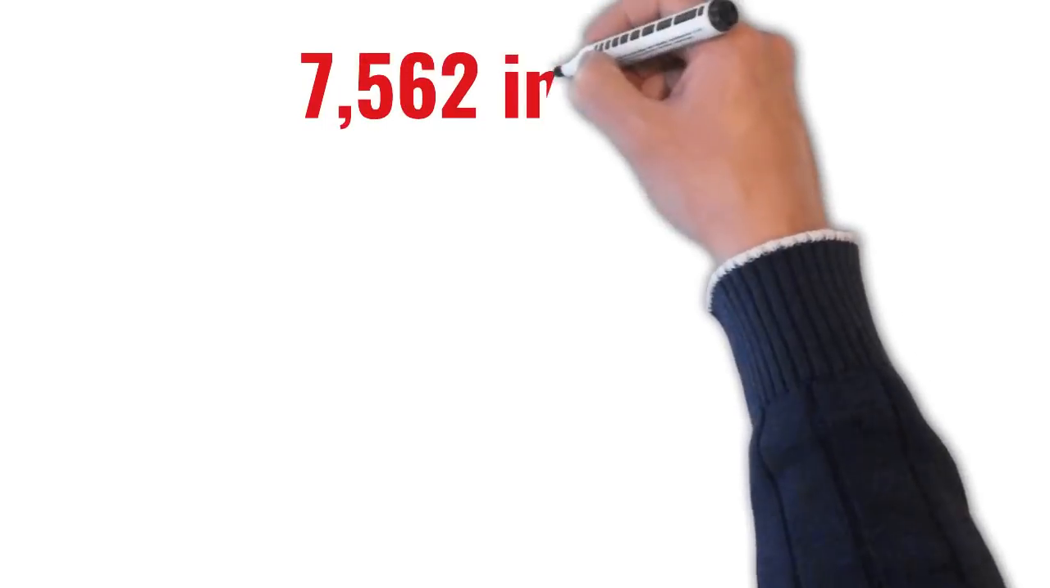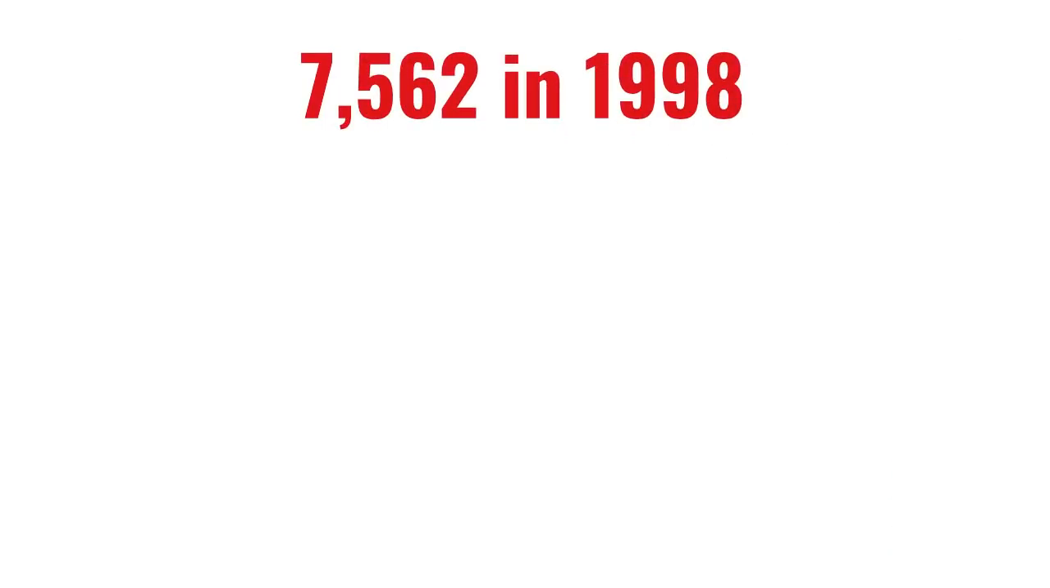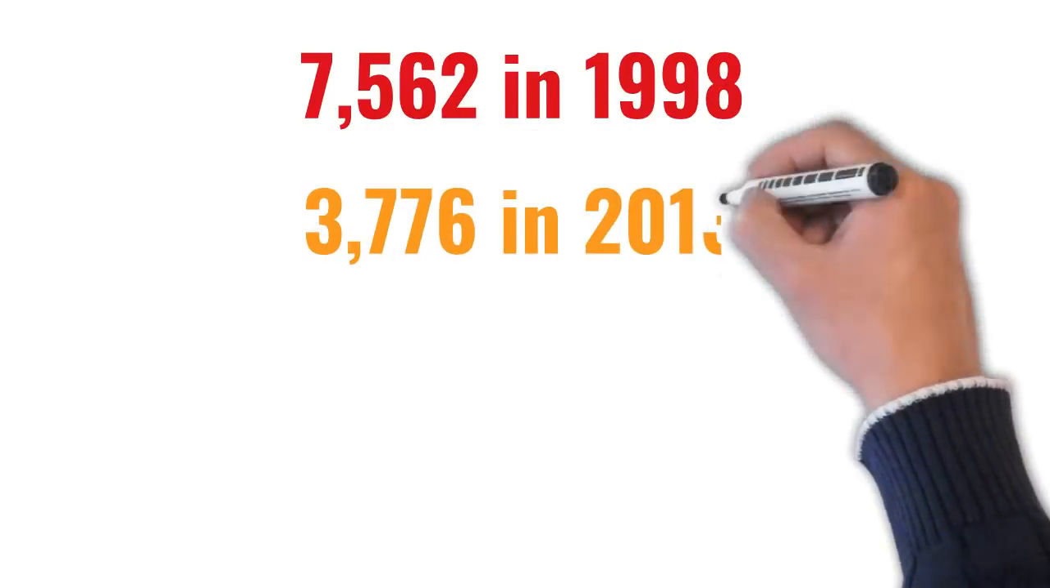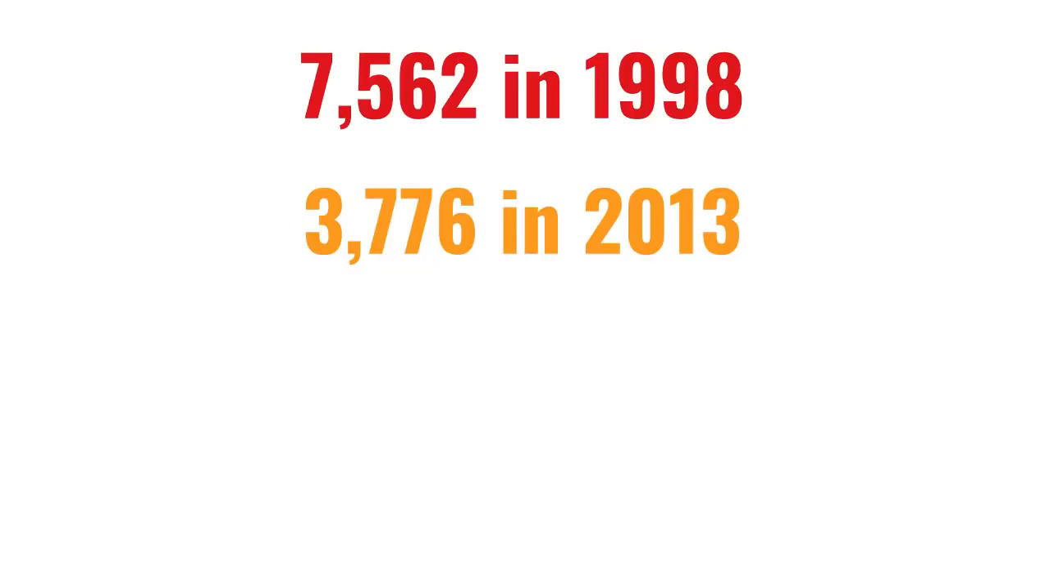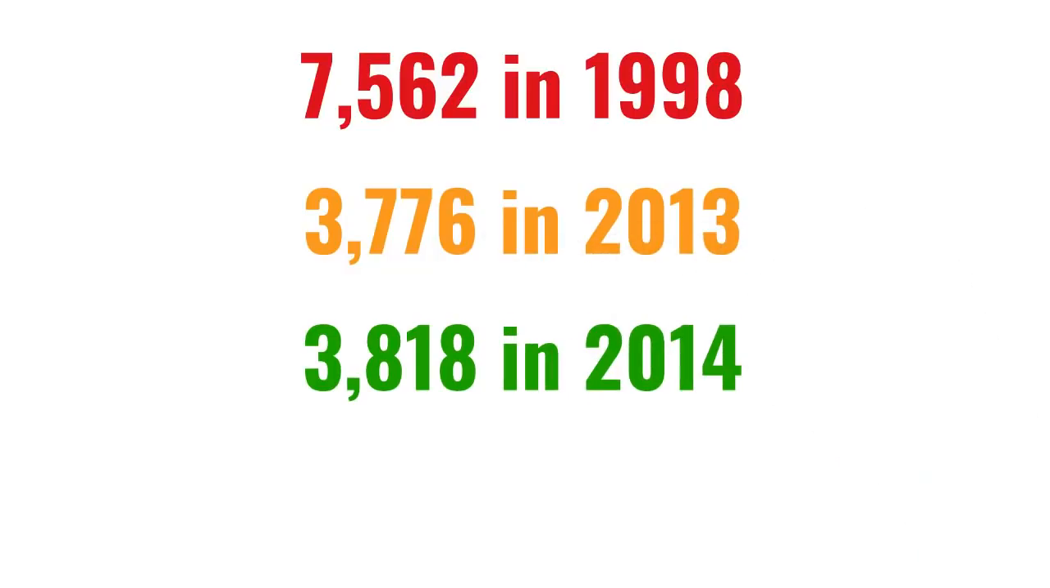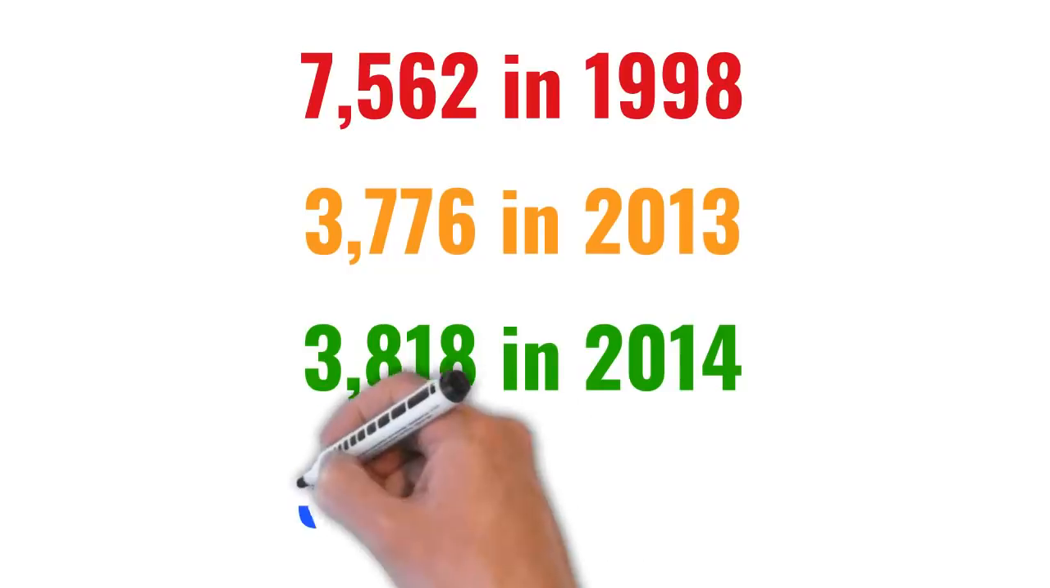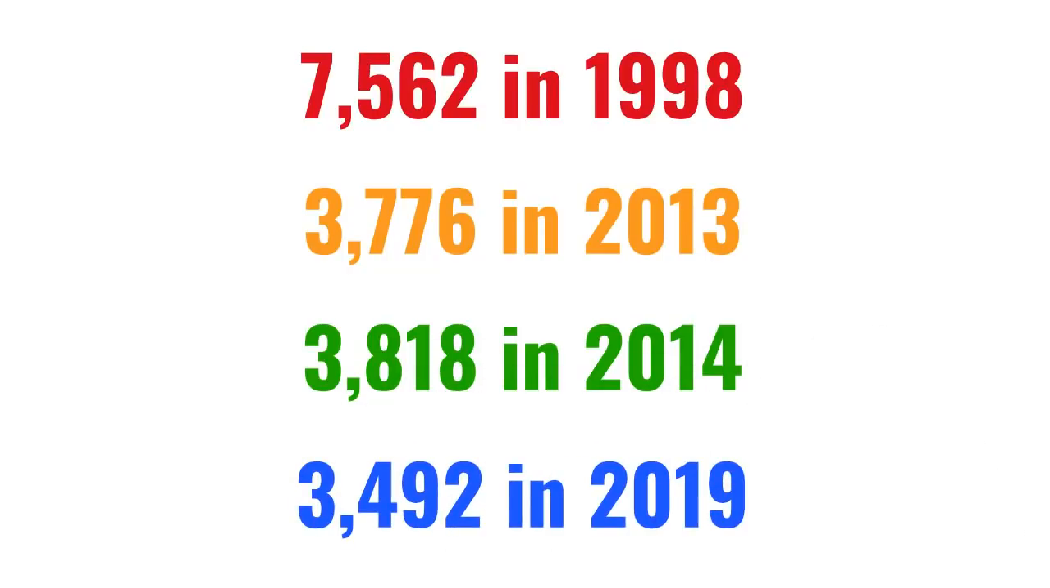Named for the nearly 5,000 stocks it contained at launch, the Wilshire 5000 grew to a high count of 7,562 on July 31, 1998. Since then, the count fell steadily to 3,776 as of December 31, 2013, where it then bounced back to 3,818 as of September 30, 2014. As of 2019, the index held 3,492 stocks. The last time the Wilshire 5000 actually contained 5,000 or more companies was December 29, 2005.